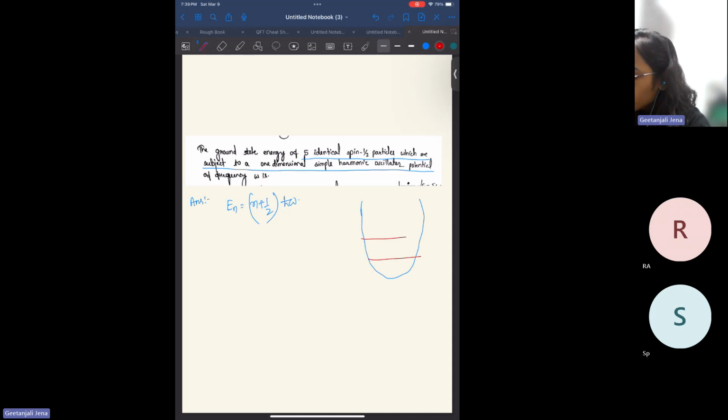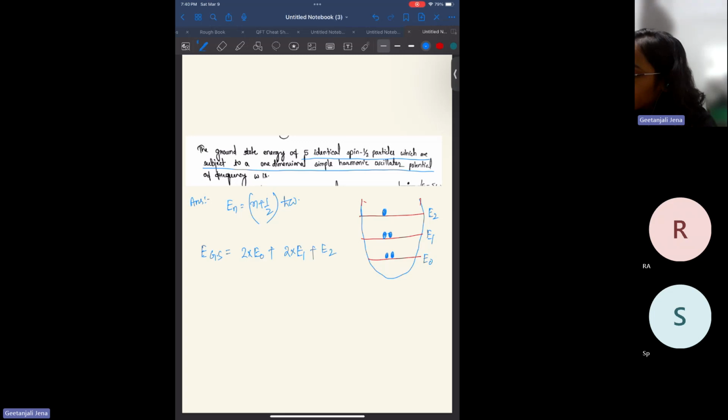If these are the energy levels of the simple harmonic oscillator, then you can only put 2 particles here, another 2 particles here, and the next particle here. So there are a total of 5 particles. This is E0, this is E1, this is E2. Now the ground state energy you can easily find after this particle distribution, which is 2 times E0 plus 2 times E1 plus E2. There is one particle there.